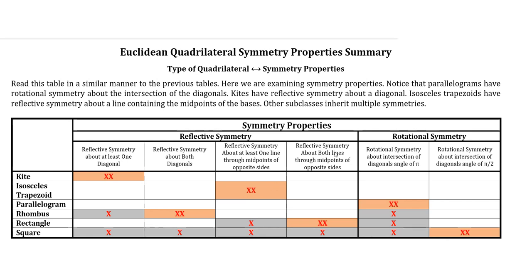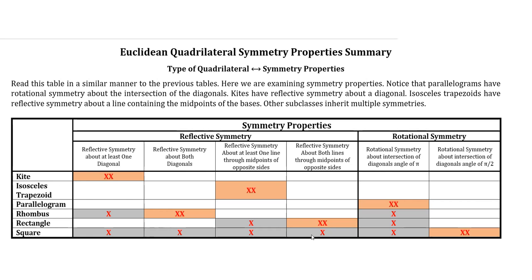If it has reflective symmetry about both lines through the midpoints of opposite sides, then it has to be a rectangle, and that includes squares. Now, not only can you have reflective symmetry, you might have rotational symmetry. And if you do that, it's going to have to be about the intersection of the diagonals, and the diagonals are actually going to have to intersect each other at the midpoints. They're going to have to bisect each other. So that makes it a parallelogram.